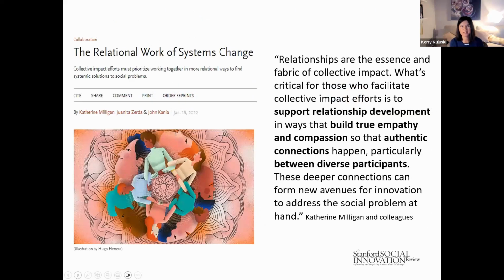And I'm going to leave with this quote that I really like from Catherine Milligan and colleagues, and I've used it in several presentations because it really shines a spotlight on what we're trying to do. And essentially, we're trying to harness really strong relationships amongst many different people. Relationships are the essence of collective impact, is how the quote starts. And we're trying to build empathy and compassion, authentic connections between diverse participants, and these deep connections create innovation. It creates new ideas. It also takes time.